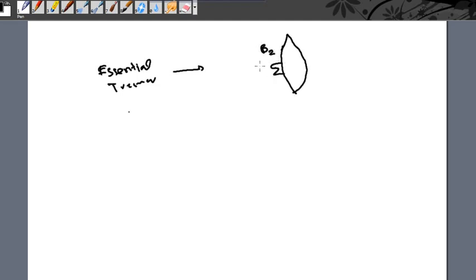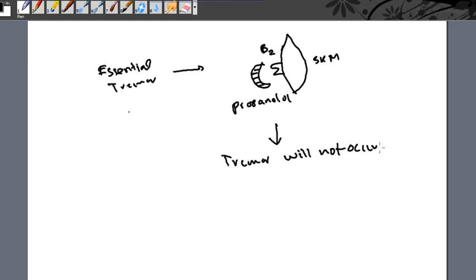muscle spindle, right? Propranolol blocks the beta 2 receptor in the skeletal muscle spindle. When the beta 2 receptor is blocked by propranolol, tremor will not occur. So this beta blocker is helpful in essential tremor, right?